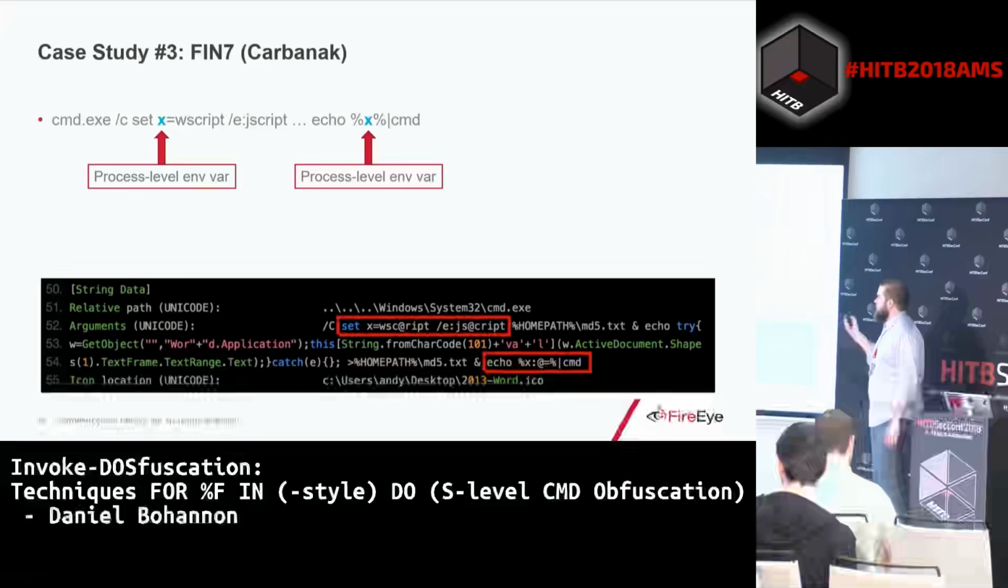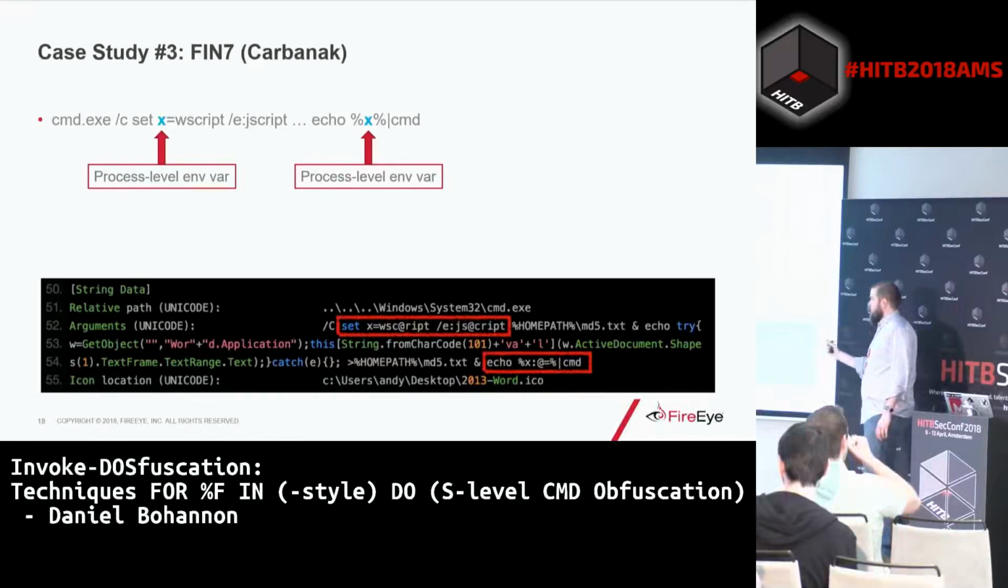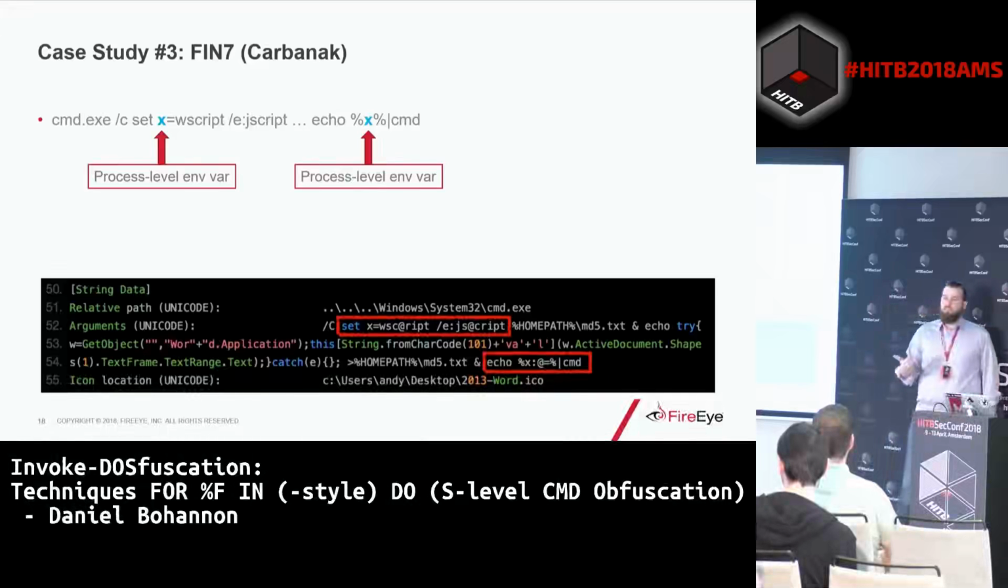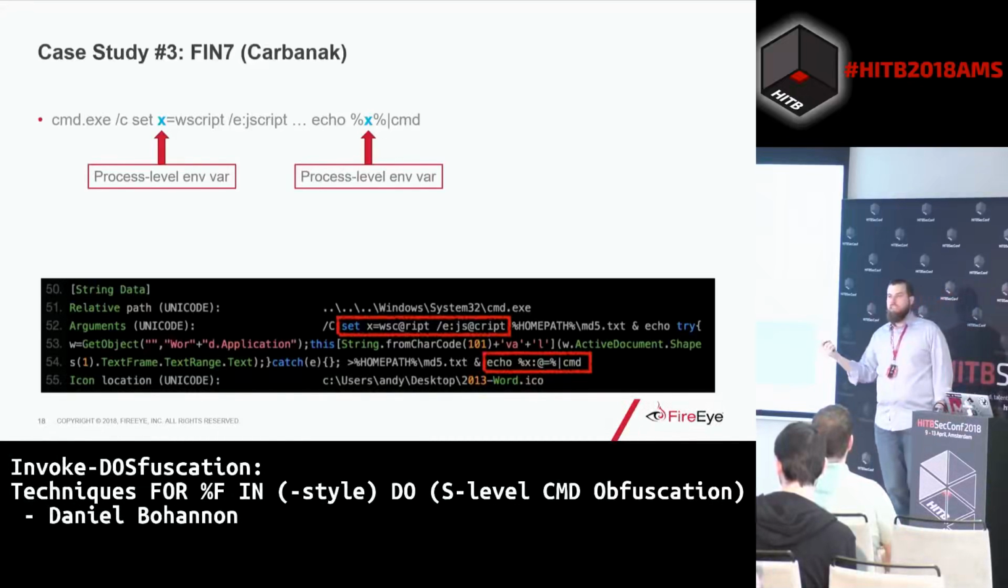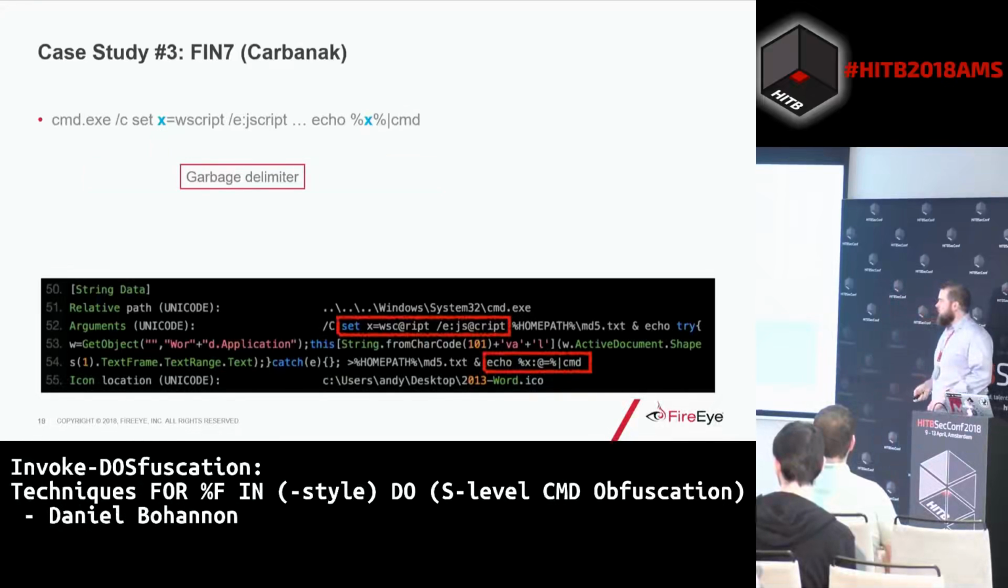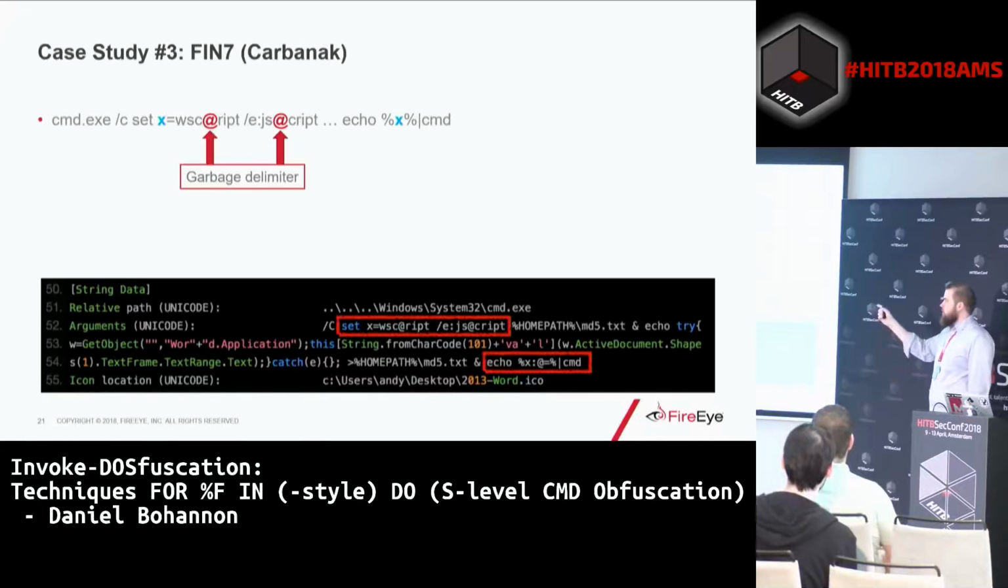What they then do is, after they write out the JavaScript, at the end they basically echo the contents of X into cmd. This is basically spawning another cmd process where it's taking the command as standard input. But then what they do is they put this garbage delimiter. They use the @ sign and they put it in wscript and jscript. Now this didn't make any sense to me because I'd never seen the @ sign work that way, and when you try to do wscript, jscript with that @ sign, it fails.